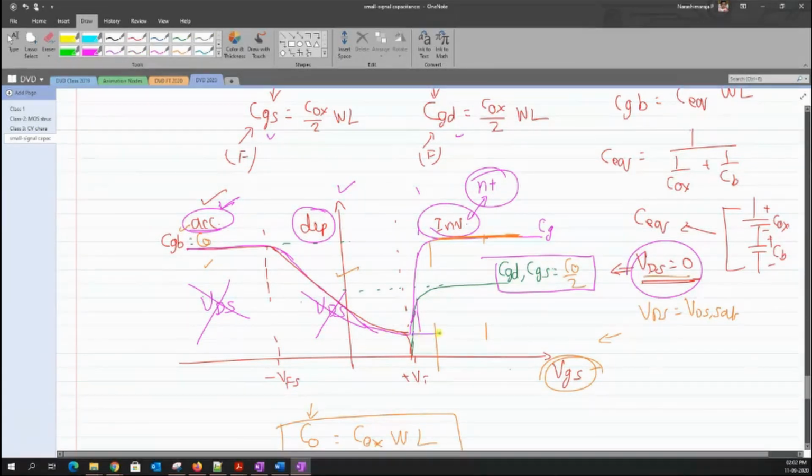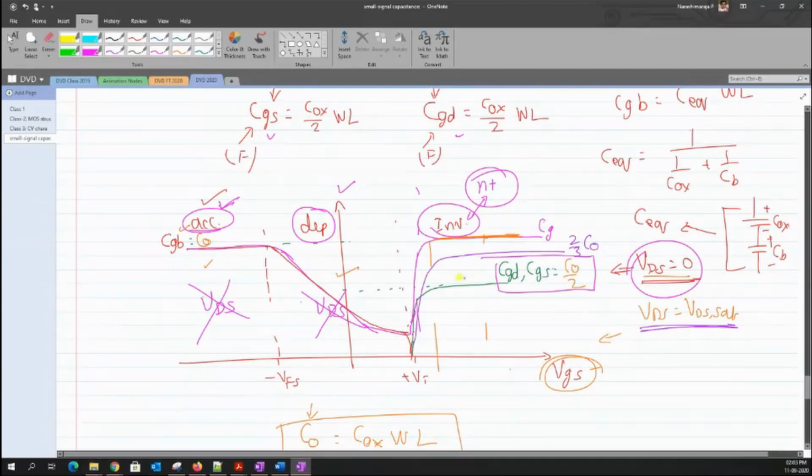The value of CGD would be taken as 0. So I will not have CGD here, if I'm having this as my bias condition. But the value of CGS will then be drawn something like this, which is 2/3 of my C0. And there is no CGD here. The CGD is completely 0.